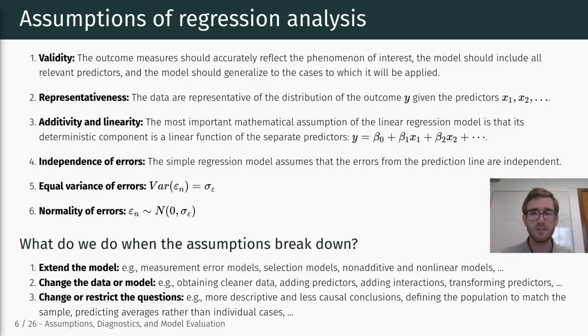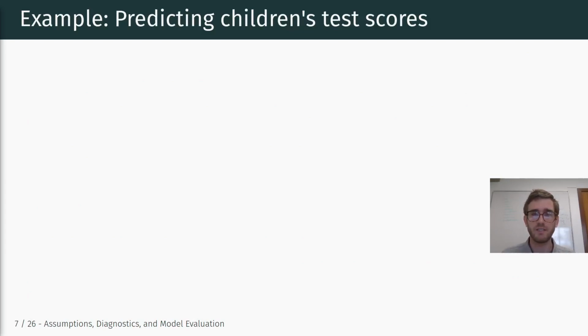But again, this is just a broad overview of the basic assumptions and basic strategies, and we'll go through multiple examples where we address transformations and so on in the upcoming weeks. Okay, for now, I will take a break here, and then in the next video I will look at a specific example where we're predicting children's test scores based on the parents' characteristics.